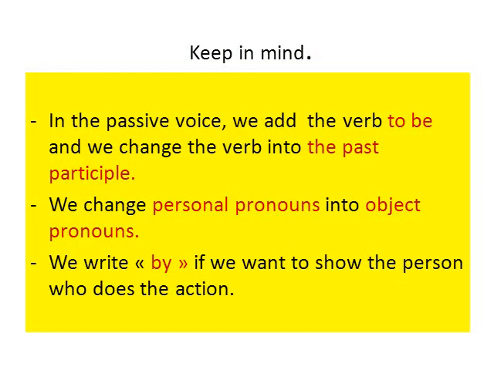Keep in mind, in the passive voice we add the verb to be and we change the verb into the past participle. We change personal pronouns into object pronouns. We write by him, by her, by them, if we want to show the person who does the action, or the person who is doing the action, or the person who did the action.